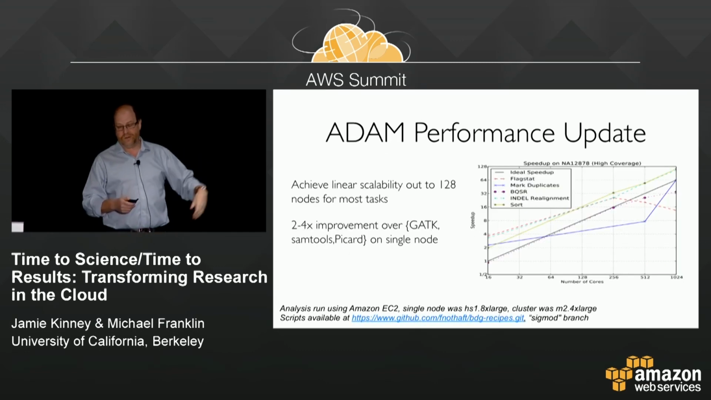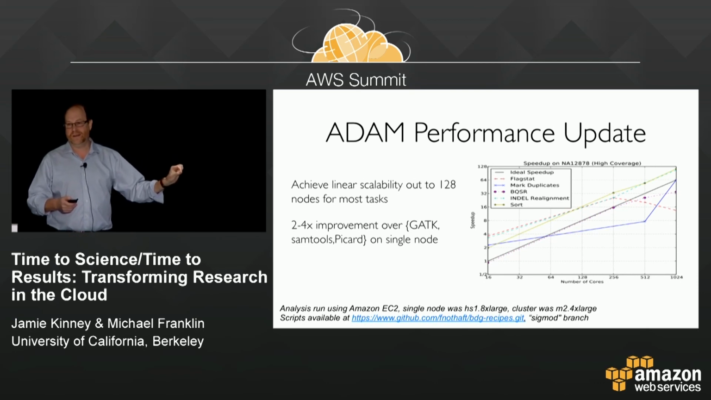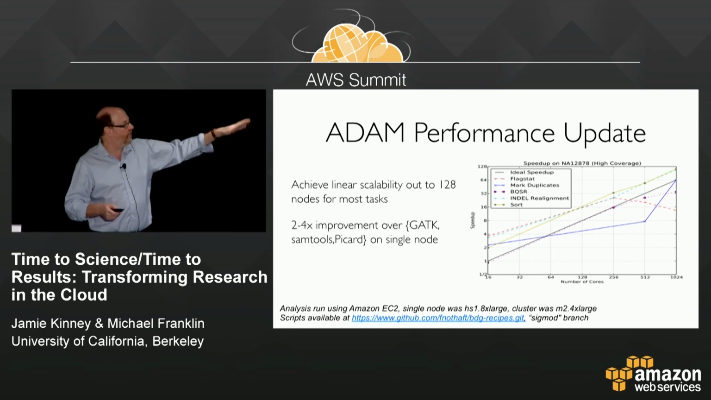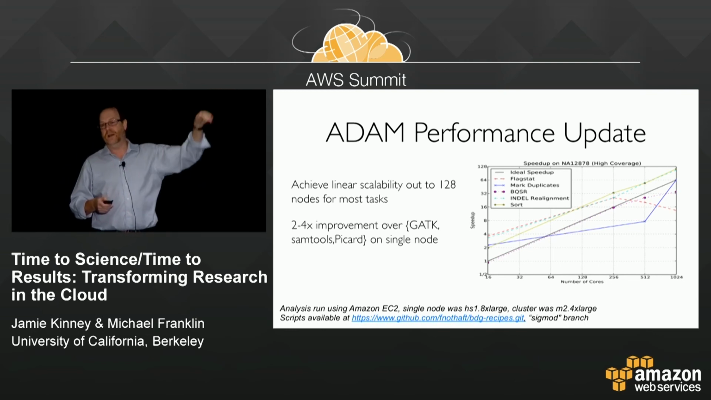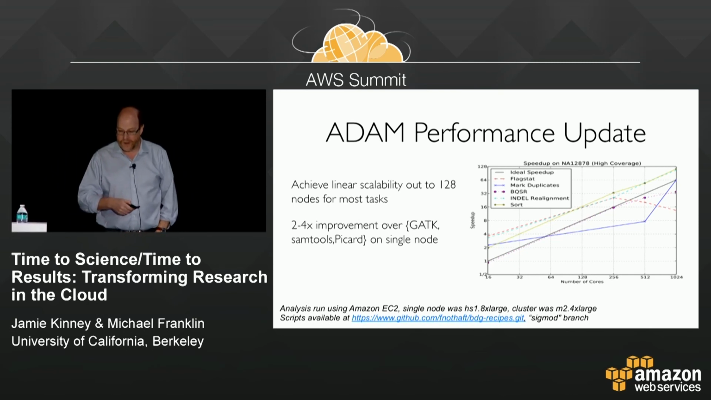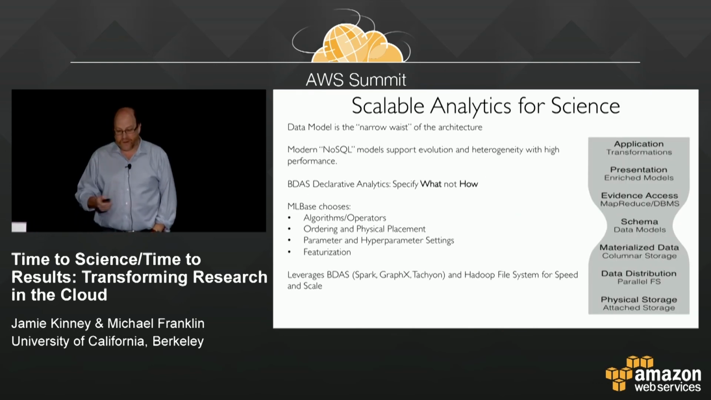This is a more recent result that shows we can actually run on a single node faster than this GATK platform. And then, for the various phases of the processing, and most of them we're getting sort of linear scalability up to 128 nodes. And we have a little work to do on some of them.